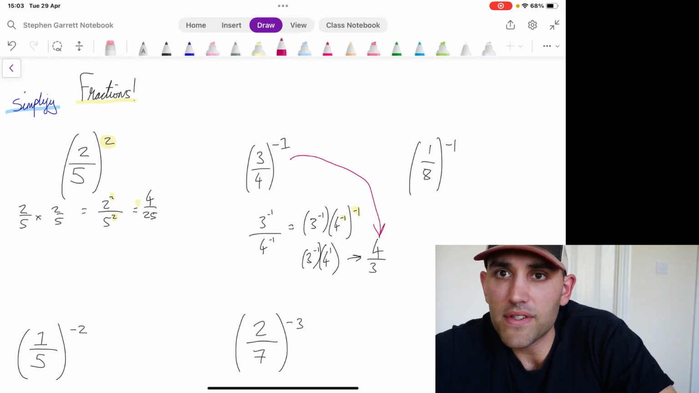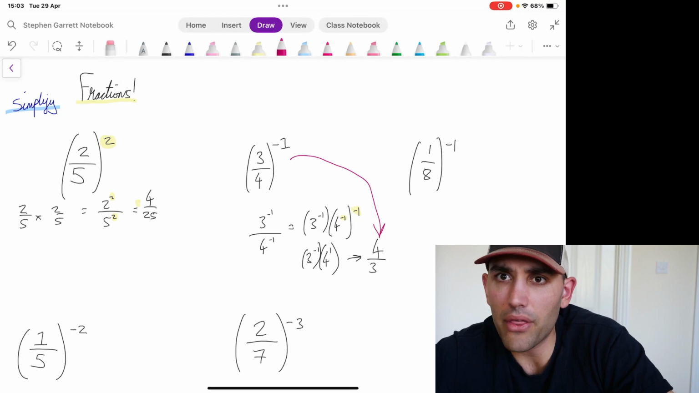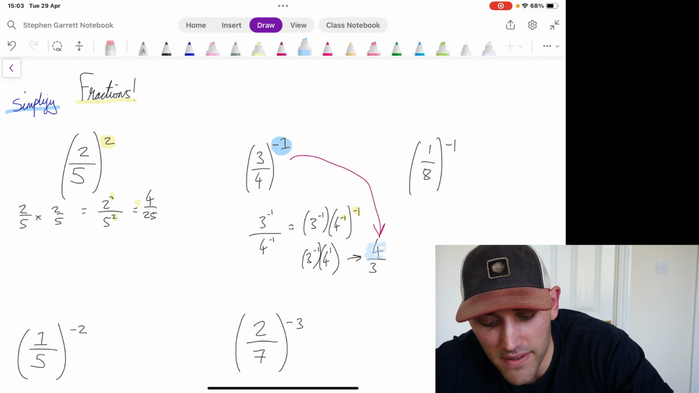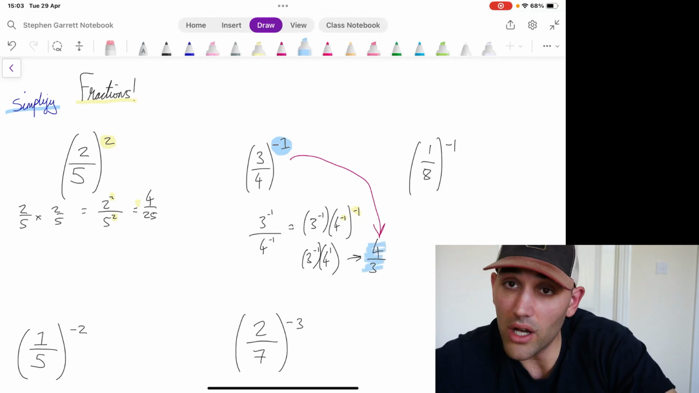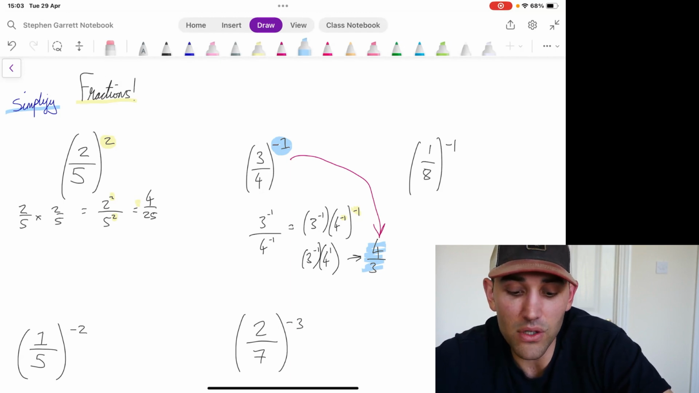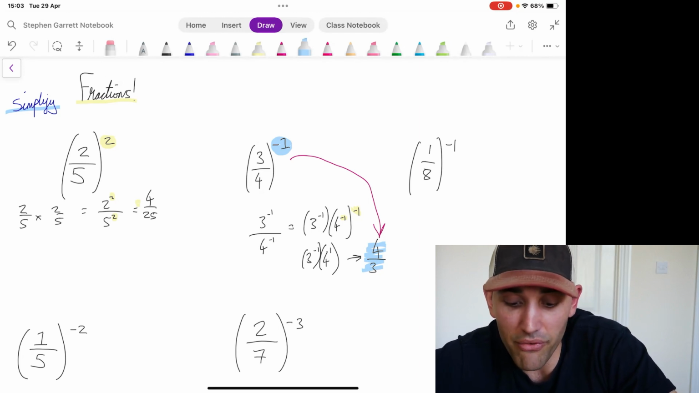Well, by applying the power to each individual part, the numerator and the denominator, and following that through, we've seen that this power minus 1 has effectively worked to flip our fraction over. So that's a really good shortcut for dealing with negative powers applied to fractions. To apply that negative, we just flip the fraction.